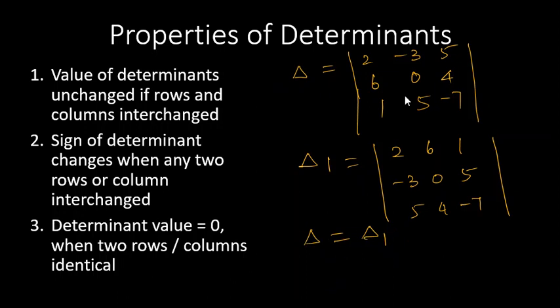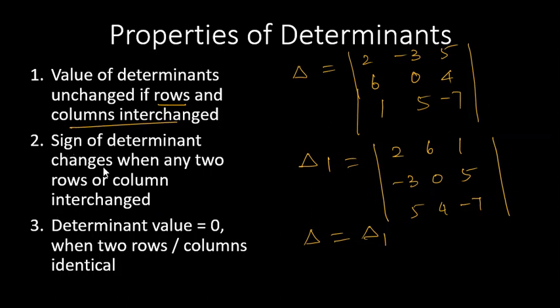So let me consider this as A and this as B. So the determinant of A is equal to the determinant of B. Do you understand? So it remains the same. That is, the value of the determinant is unchanged when rows and columns are interchanged. Do you understand this point? Okay. Then next point.